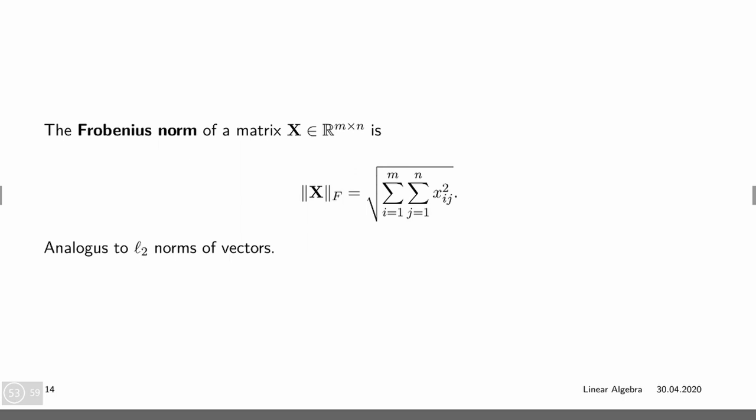The Frobenius norm is probably easiest to think about as an equivalent to the L2 norm for vectors, where we take the matrix, ignore its shape, and just interpret it as a flat vector, and take the L2 norm of that. So we just take the sum of squares of all the entries in the matrix X and take the square root of that.